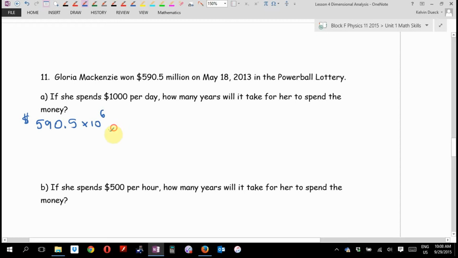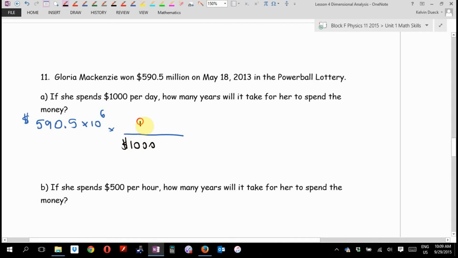Times. Then there's this if. What is this if? Turns out this is a conversion factor, $1,000 per day. I'm going to go like this, except I have to think a little bit here. You see, I want dollars to cancel. Dollars is on top. Where is dollars going to be in my next fraction? I'm going to write it like this.